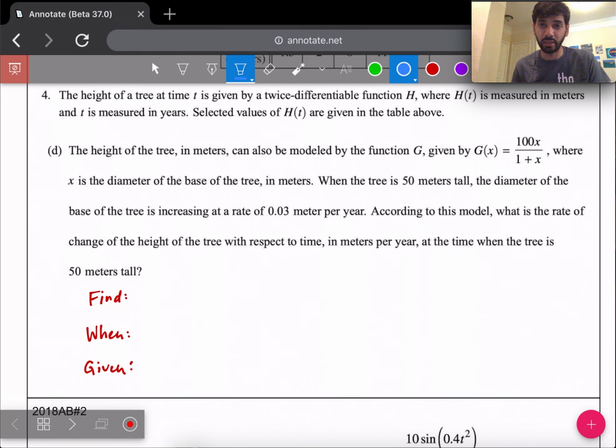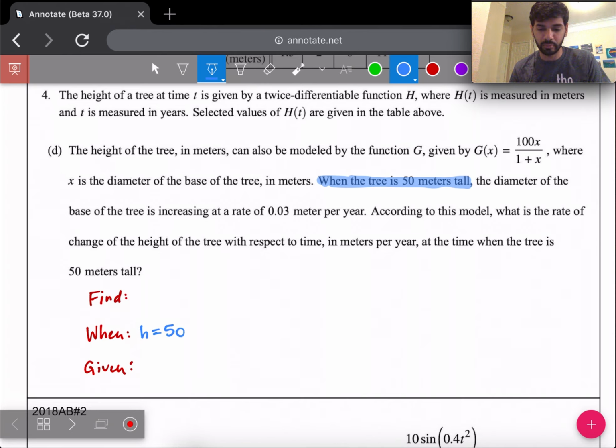The way you can identify it is you can find this word right here, when. When something is at a fixed moment, it has a fixed measurement at a certain moment. So when. Okay, so this problem is talking about the tree and its diameter versus the height of the tree. So the when in this problem is when the tree is 50 meters tall. And I'm going to use h equals 50 for the when.